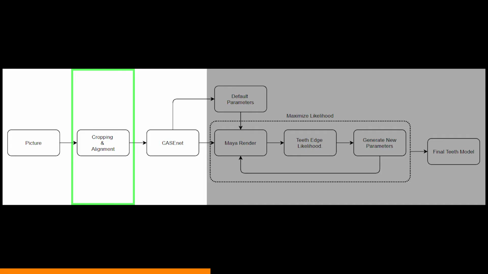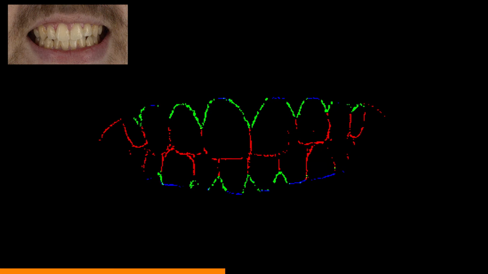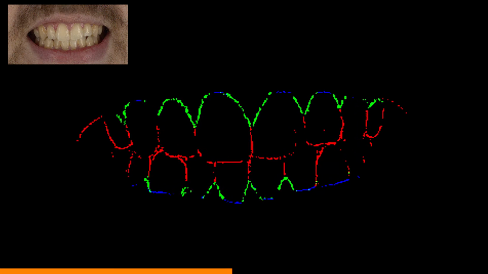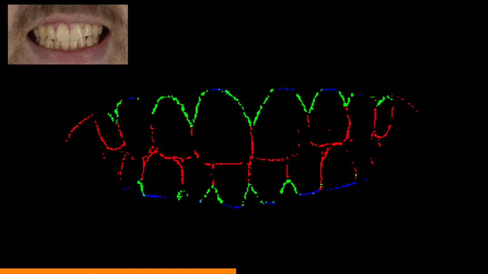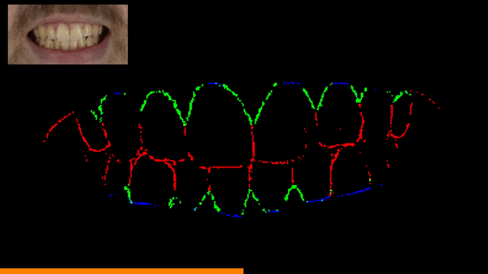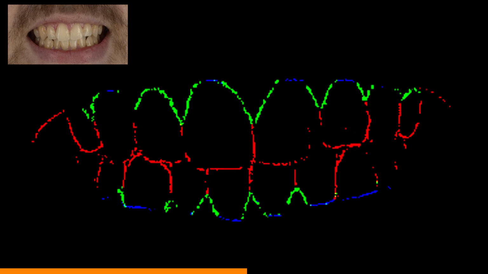The selected teeth area is then put through a neural network that has been trained to recognize the edges of teeth with a few different classifications. The red lines are the boundaries between the teeth. The green lines are the boundaries between the teeth and the gum. And finally, the blue lines are the teeth and lip boundaries.